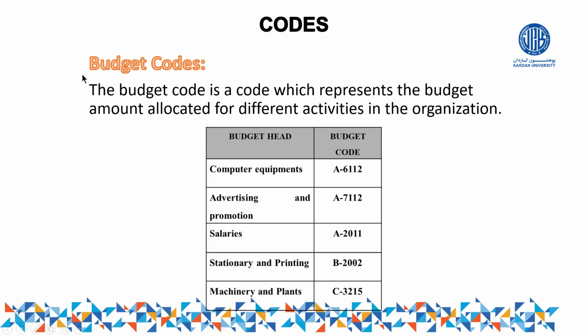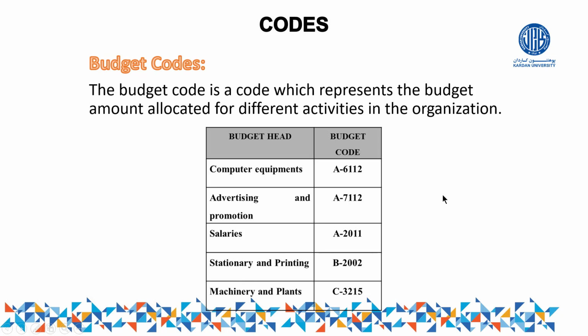The last type of code is basically the budget code. What is a budget code? A budget code is a code which represents the budget amount allocated for different activities in the organization. Yes. For computer equipment, there is a budget code. For advertisement, there is a budget code. For salary, there is a budget code. For stationery, there is a budget code.